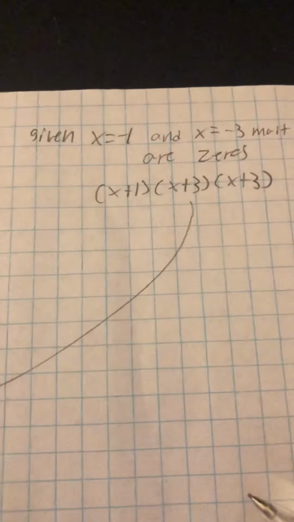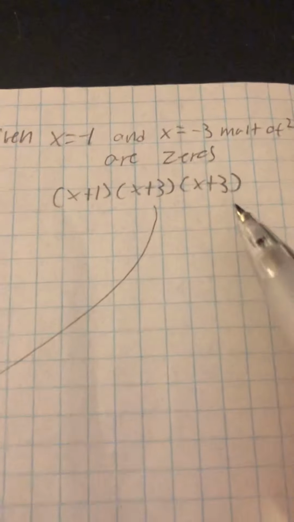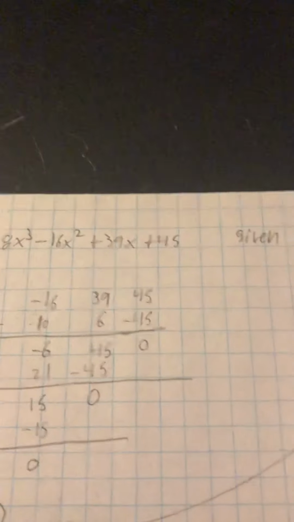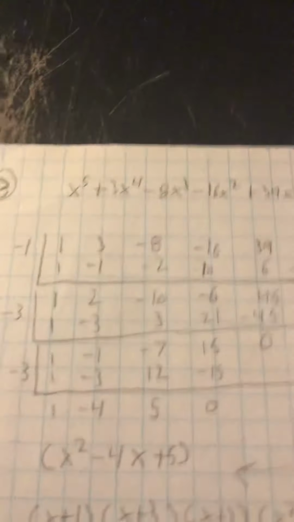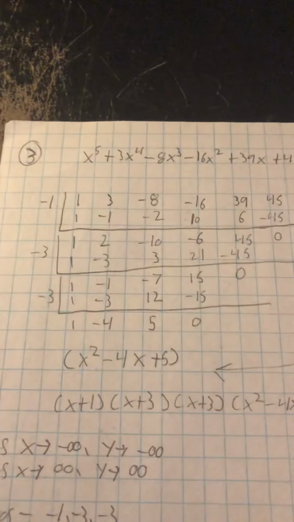So we know that in the equation, these are going to multiply together along with something else to give us that equation. So if we divide this original equation by these, it'll give us that something else. So we're going to use synthetic division since it's quicker in this scenario.